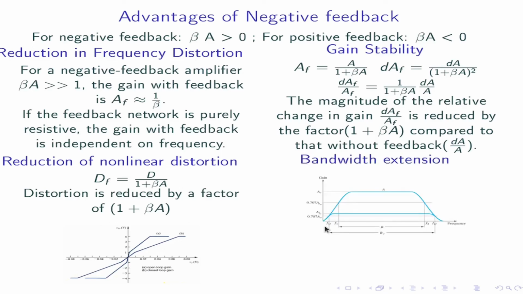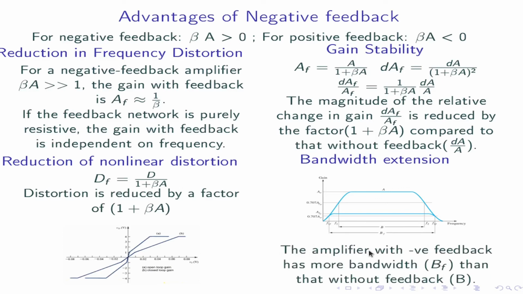Bandwidth extension. Here A is without feedback and this is with the feedback. With the feedback, bandwidth is f2 minus f1 dashed, which is bigger than f2 minus f1. Thus, amplifier with negative feedback has more bandwidth than without feedback.